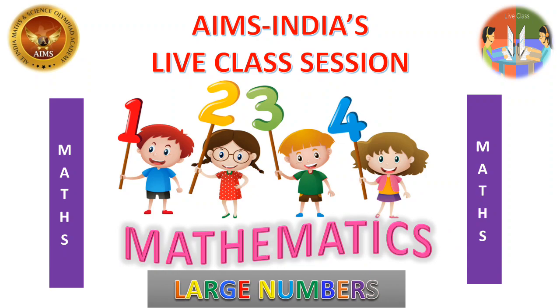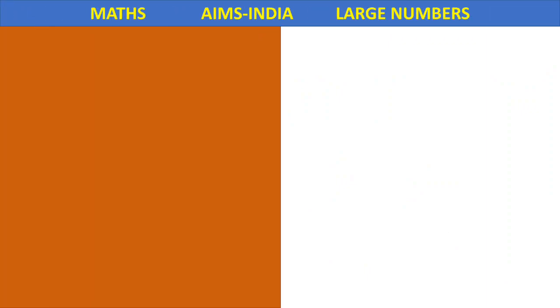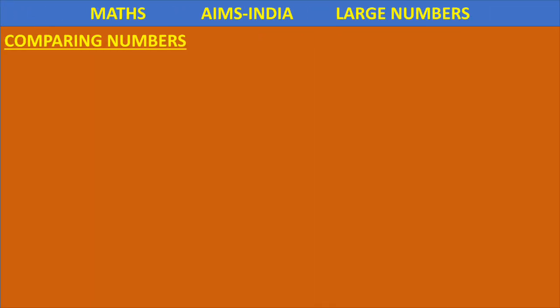Next comes the what, children? Next comes the thousands period, in which we have thousands and 10,000s. Then comes the lakhs period, in which we have lakhs and 10 lakhs. I hope you all remember these place values and periods, because today we are going to learn how to compare numbers.